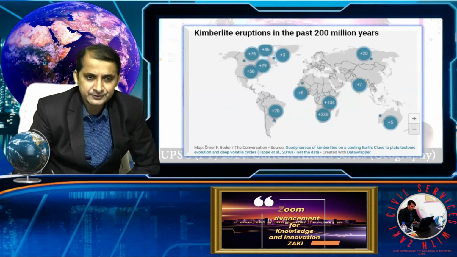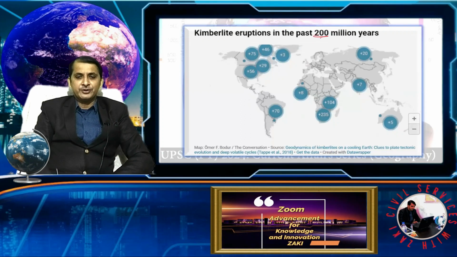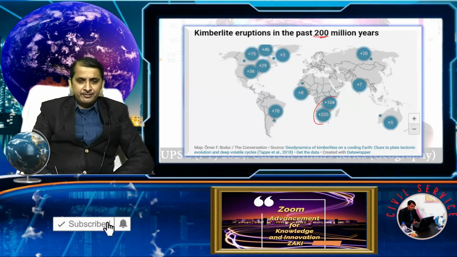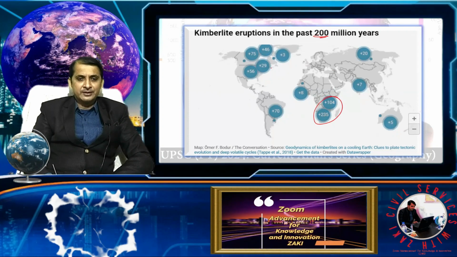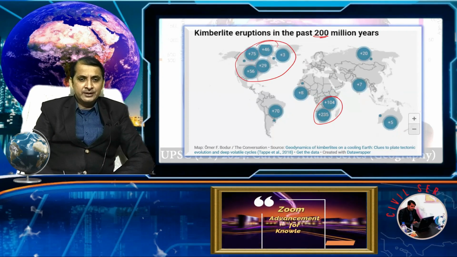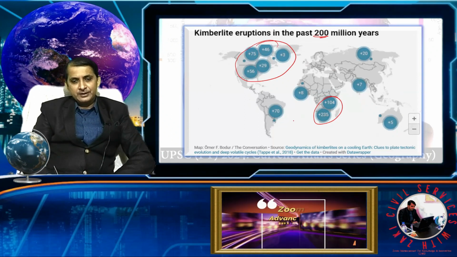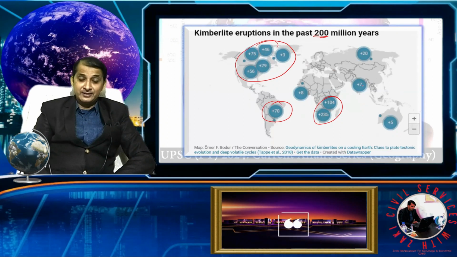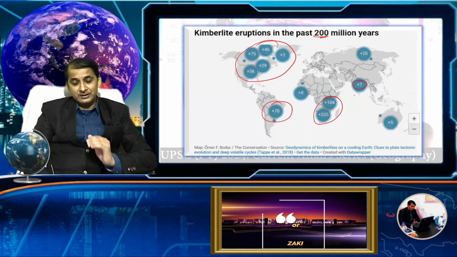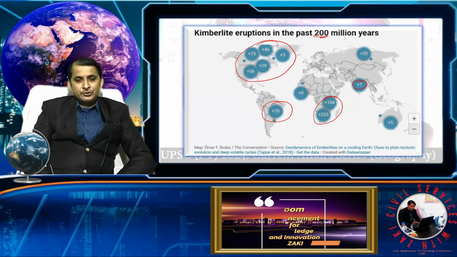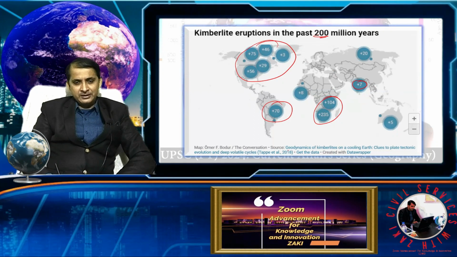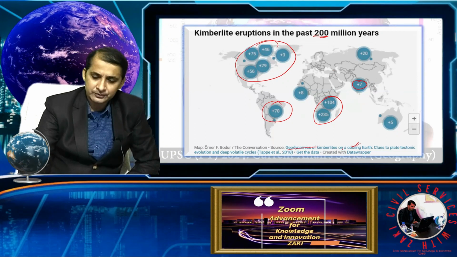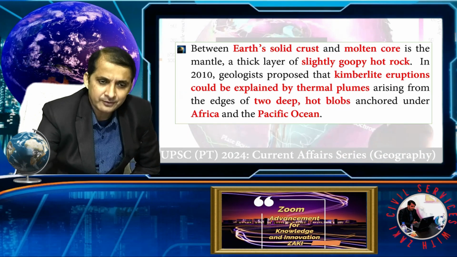So see the map. See here, kimberlite eruptions in the past 200 million years. If you see South Africa and the neighboring countries, you can find these. You can find them here in Canada and all these areas. You can find 17 in Brazil and so on. You can also find them in India, only 7, but you can find them in India too. So this is the source, basically the geodynamics kimberlite cooling Earth model. So let's move forward.